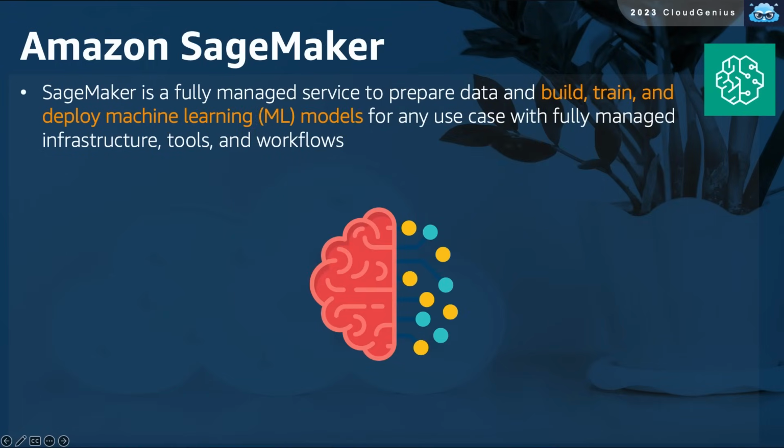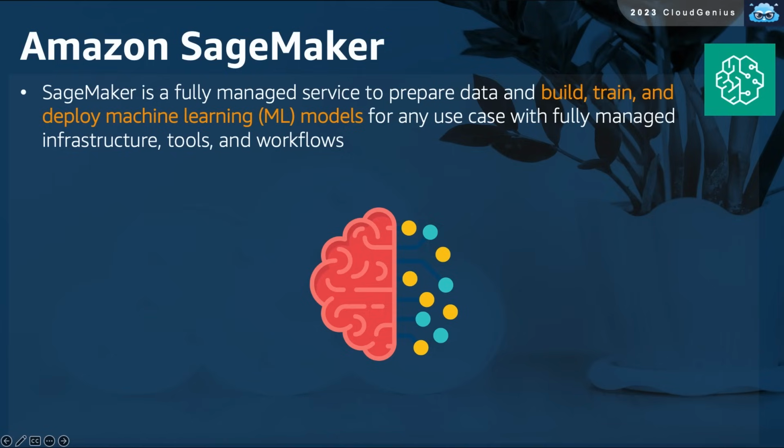Amazon SageMaker is a fully managed service by Amazon Web Services that simplifies the process of building, training, and deploying machine learning models at scale. It provides a comprehensive set of tools and capabilities to support the entire machine learning workflow.